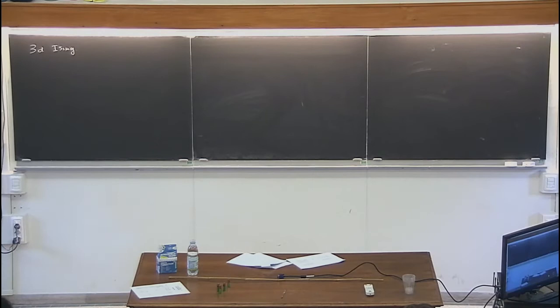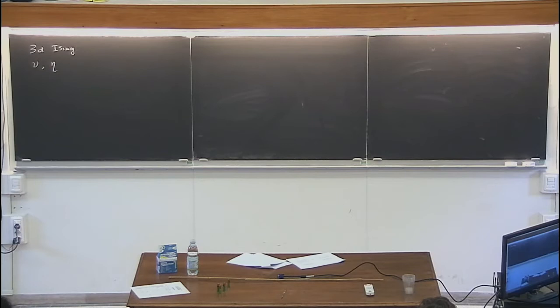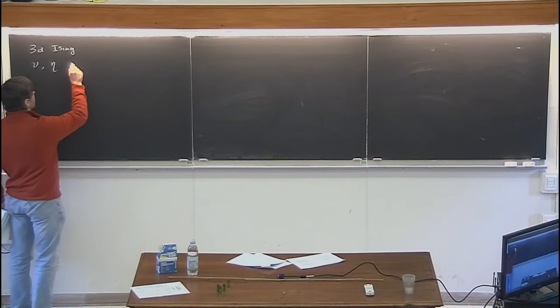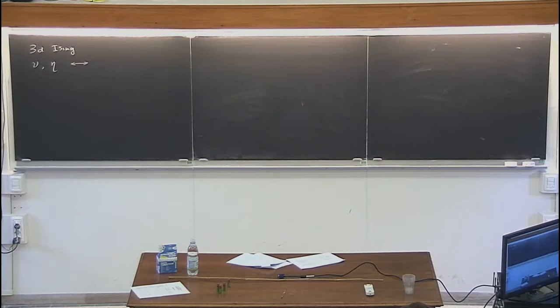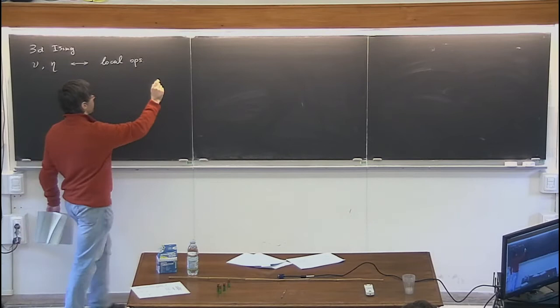And as Ettore discussed yesterday, this model has a critical point. And usually in statistical physics literature, one studies these critical exponents, and in particular, one studies these exponents nu and eta. And from my perspective, these critical exponents are going to be related to two particular operators which the Ising model is going to have. So there are going to be two local operators, sigma of x and epsilon of x.